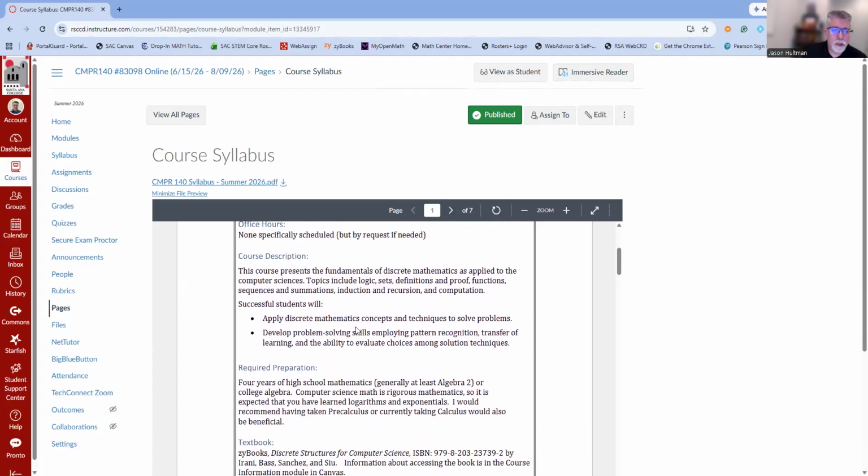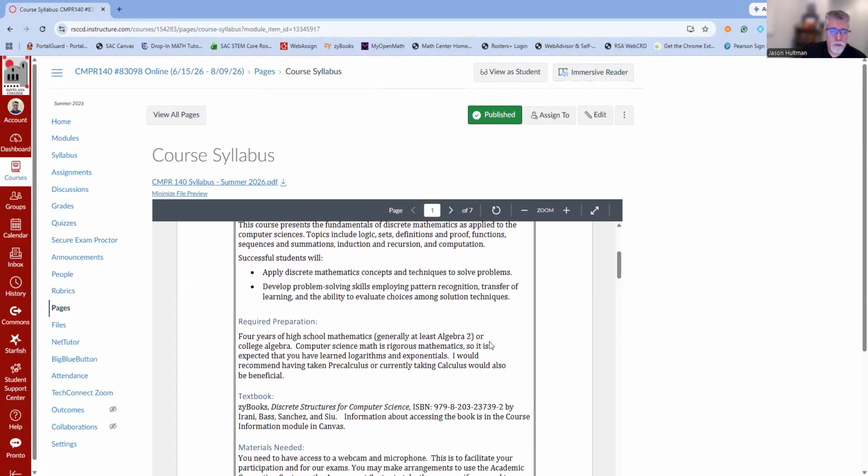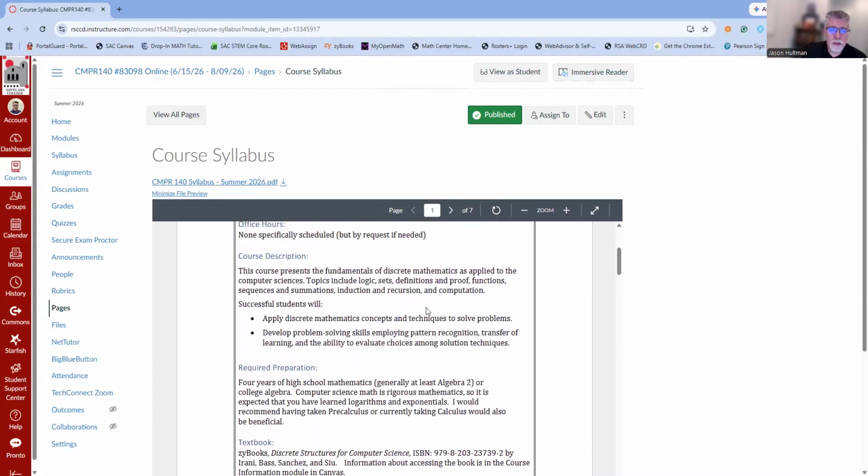Course description: we want to apply discrete mathematics concepts and techniques to solve problems, develop problem-solving skills, employ pattern recognition, transfer learning, and the ability to evaluate choice among solution techniques. It includes logic, sets, definitions, and proof, functions, sequences, and summations, induction and recursion, and computation.